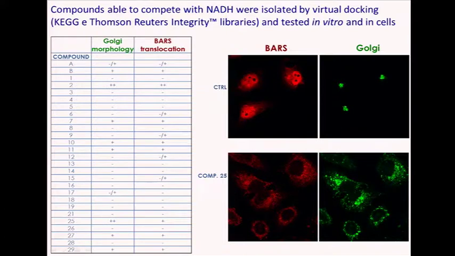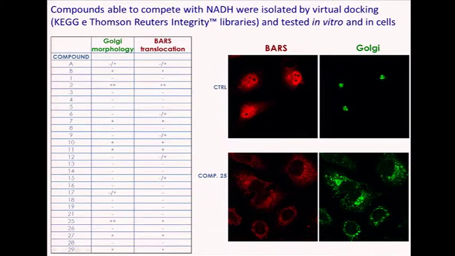When I say validate, what I mean is we did a competition experiment with NAD on BARS, and then we looked at the morphology of the Golgi. And here you have one of the extreme compounds, I would say. Compound 25, for example, makes BARS be only in the cytosol. It completely localizes BARS in the cytosol. You don't have it in the nucleus. And you see that the result is a fragmentation of the Golgi complex.